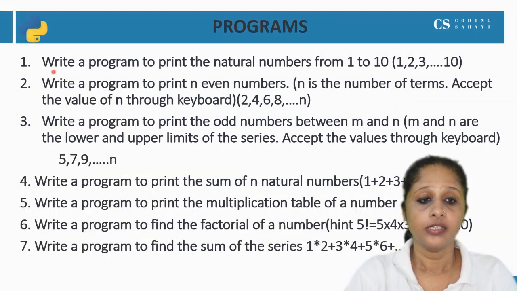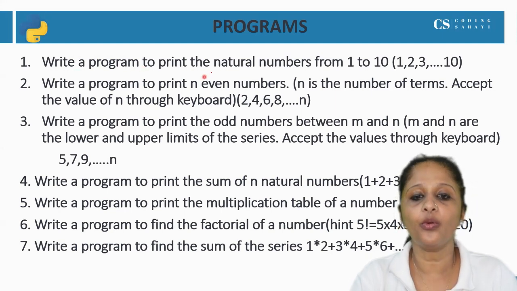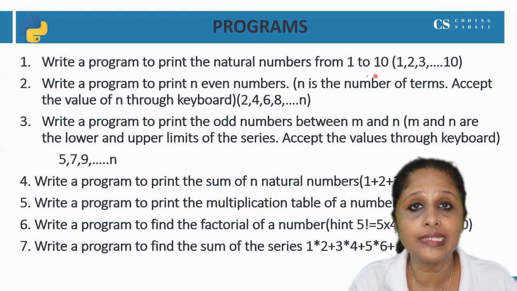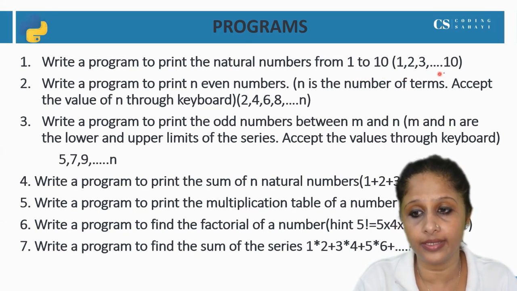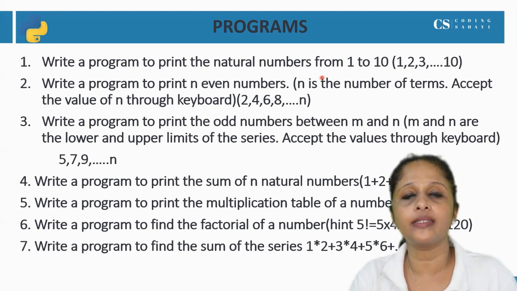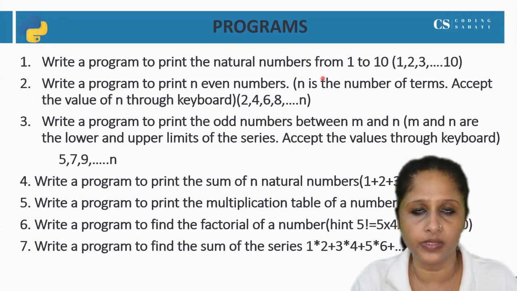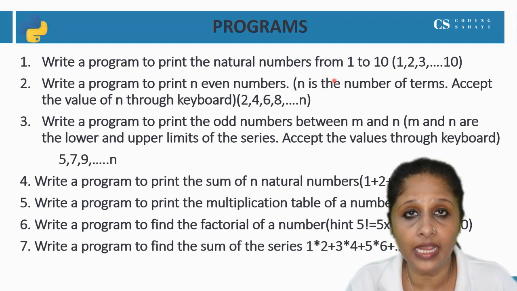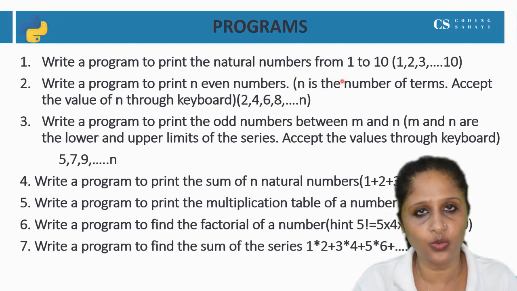So let's begin. Our first program is: write a program to print the natural numbers from 1 to 10. That means you have to print the series 1, 2, 3, etc. up to 10. If you have these kinds of questions, then you have to use loops, either a for loop or a while loop. For series-type programs, we can use a for loop. So let's write the program.